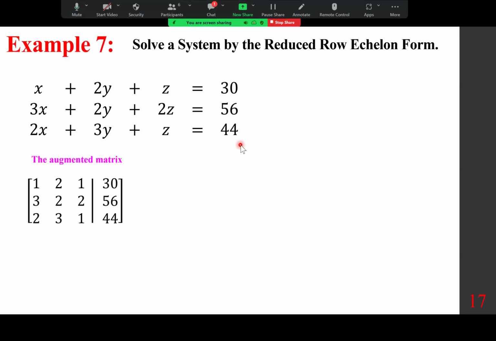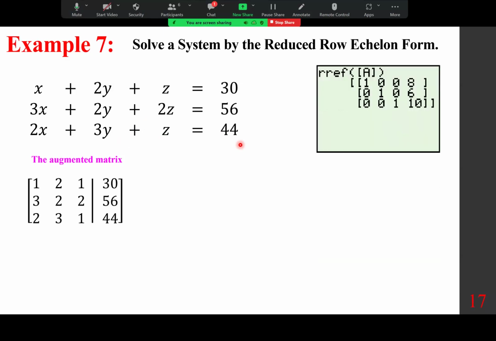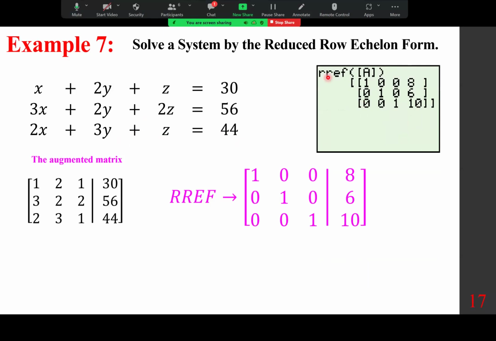You put that into a calculator. By now, you know how to do that. And when you do the RREF, it results in this. And I'm going to rewrite this so it makes it easier. So you put it into a calculator, it results in this.